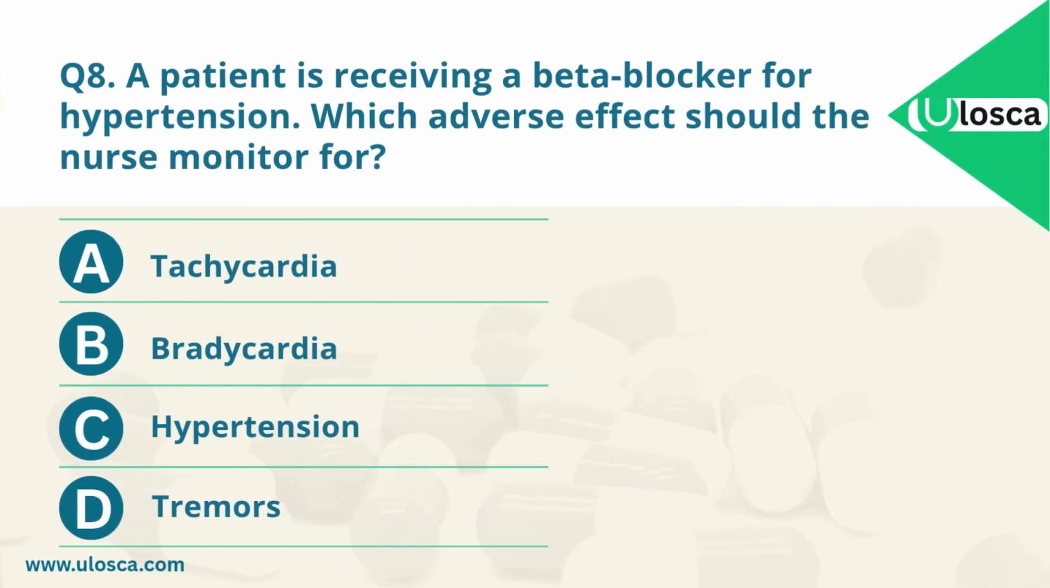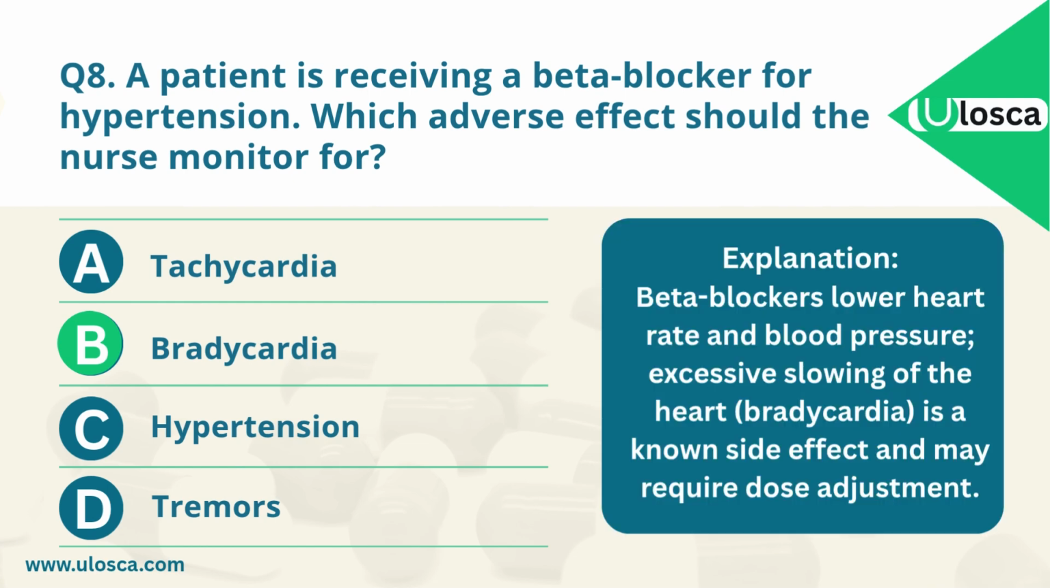The correct answer is B. Bradycardia. Explanation. Beta blockers lower heart rate and blood pressure. Excessive slowing of the heart is a known side effect and may require dose adjustment.